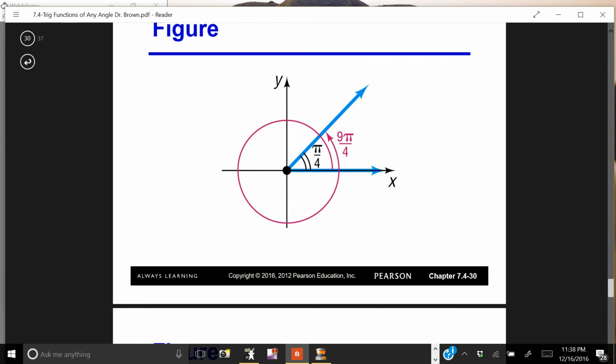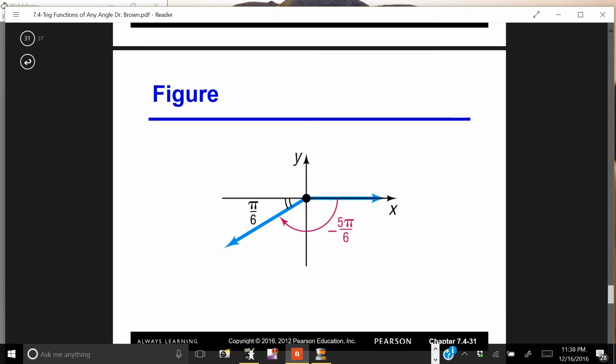For an angle 9 pi over 4, which happens to be once around plus pi over 4, the reference angle is pi over 4. For this page, we have a main angle of minus 5 pi over 6, and its reference angle is pi over 6.